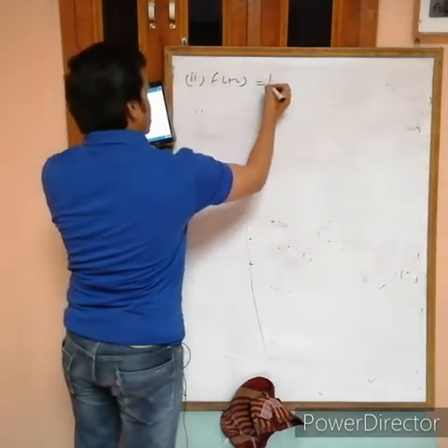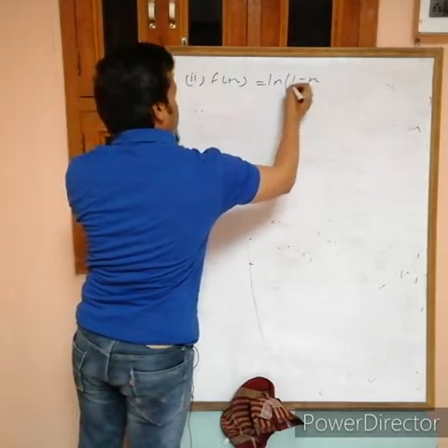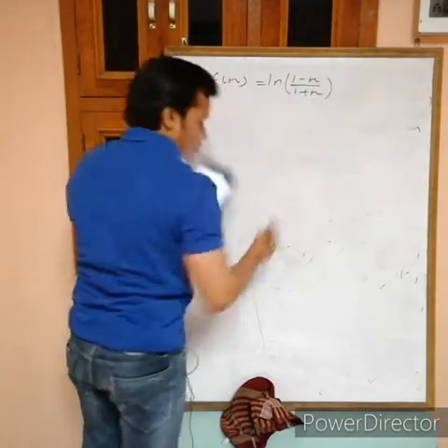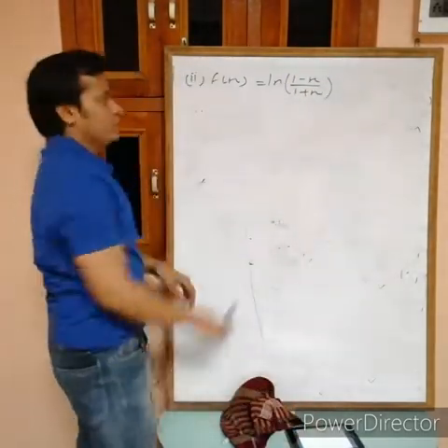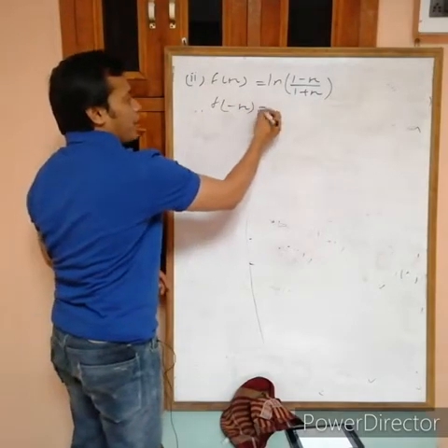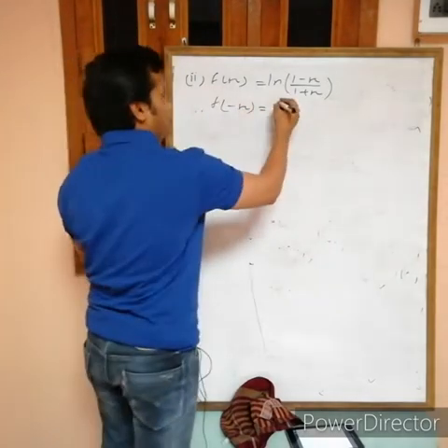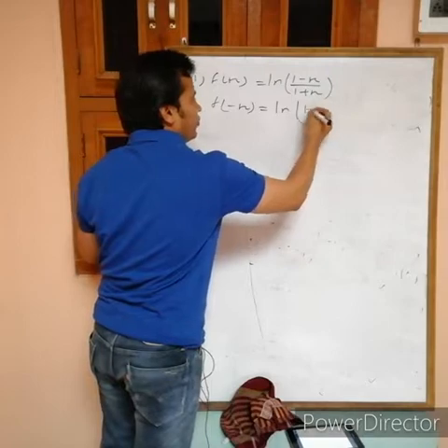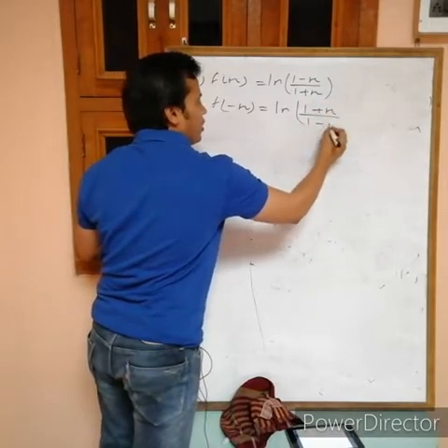f(x) is equal to ln of (1 minus x) by (1 plus x). Okay, find out for this one. Simply we can find out, just find f of minus x. So if you are replacing x with minus x, what are we getting? (1 plus x) by (1 minus x).